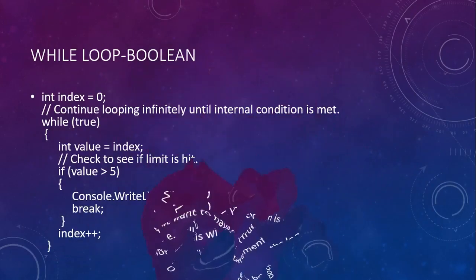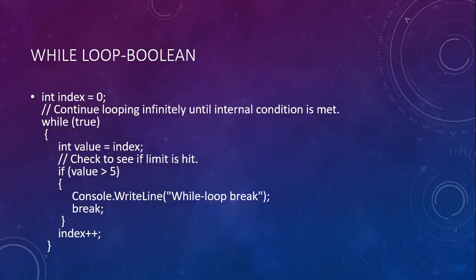Or just for your purposes, I'm giving you another one. Here I have index set to 0. So let's continue looping infinitely until the internal condition is met. So while true, int value is equal to index. Then check to see if the limit has been hit. So if value is greater than 5, then Console.WriteLine, while loop break.